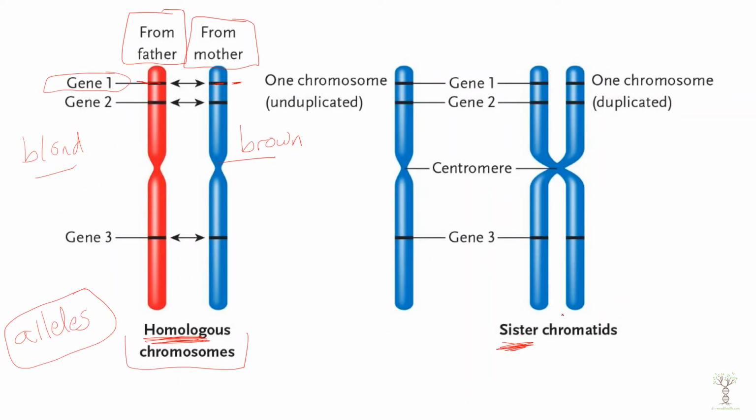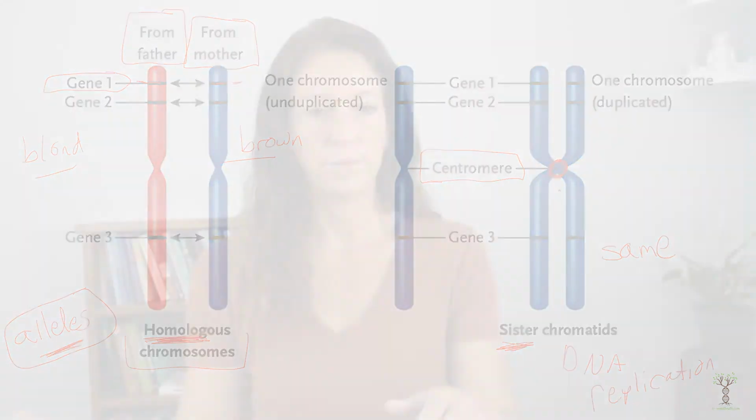Sister chromatids come from DNA replication, and they are exactly the same. So homologous chromosomes can be slightly different, but sister chromatids are exactly the same. After DNA replication occurs, the sister chromatids will stay stuck together at this little center point called the centromere. And then later, during different steps of either mitosis or meiosis, these will separate.